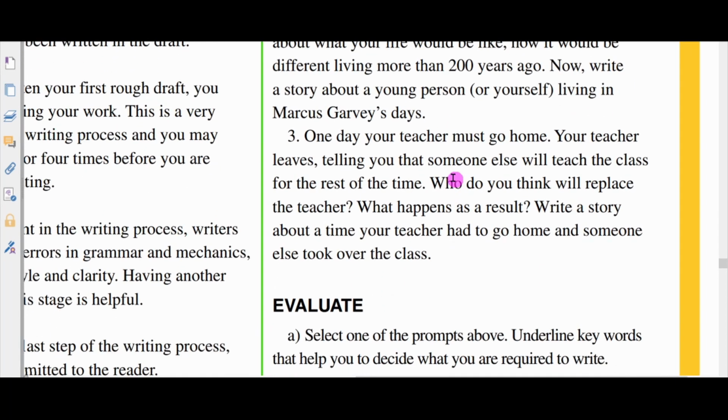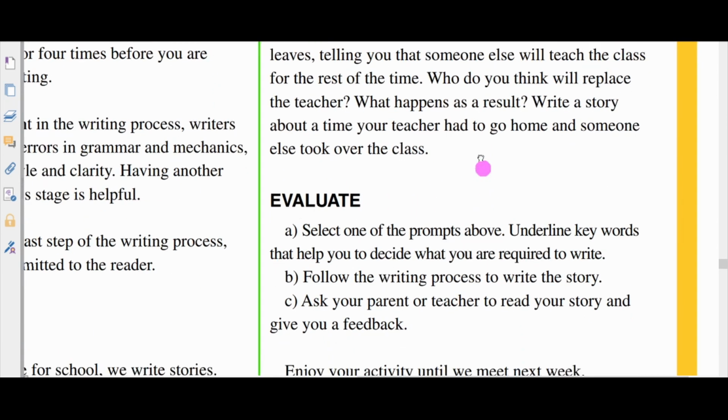3. One day your teacher must go home. Your teacher leaves, telling you that someone else will teach the class for the rest of the time. Who do you think will replace your teacher? What happens as a result? Write a story about a time your teacher had to go home and someone else took over the class.